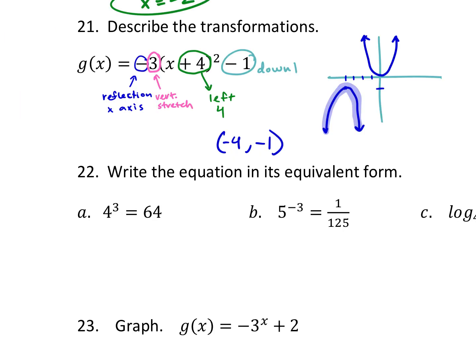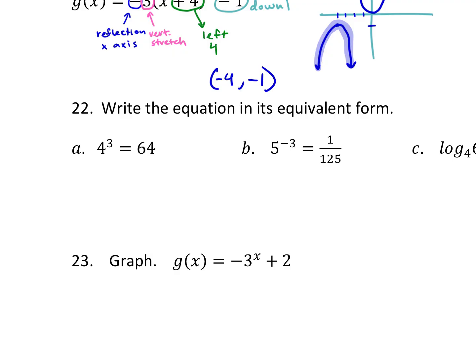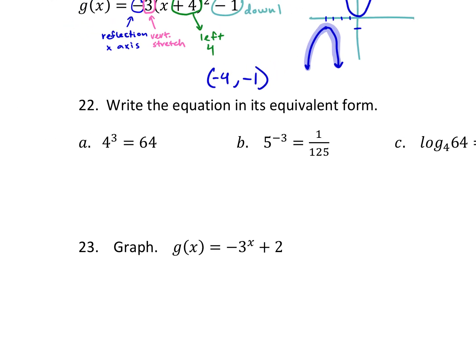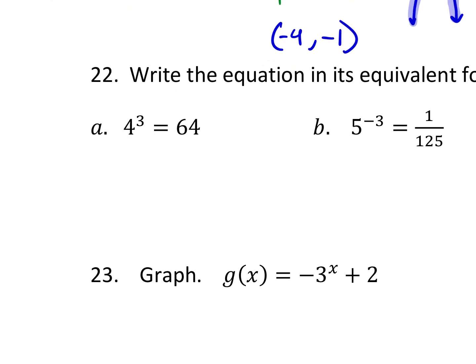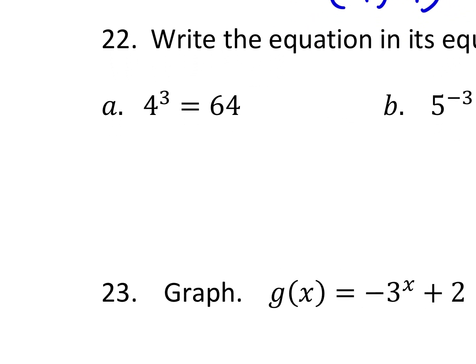All right, looking at 22, it says write the equation in its equivalent form. We'll do A and C since we have an exponential and log. So if it gives us an exponential equation, when we rewrite it into log form, we start with the base. So our base would be 4. So log base 4. The other two numbers switch positions. So 64 equals 3. If the 4 and the 3 are attached here, they're not going to be attached when it's in log form. Log base 4 of 64 equals 3.